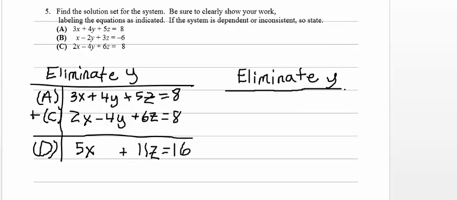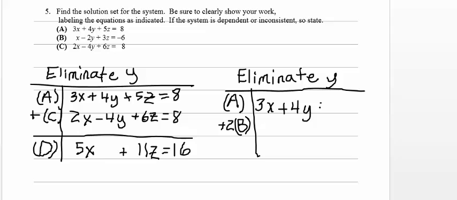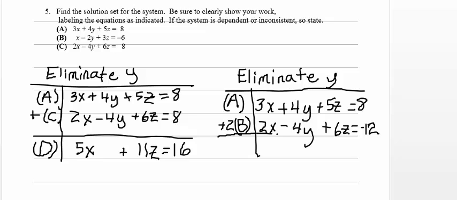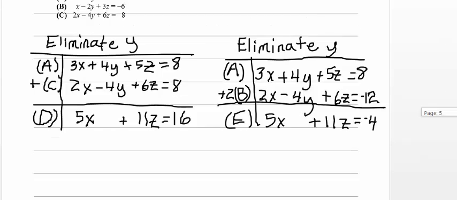We're going to eliminate y again. Now we have to involve equation b. So we're still going to use a, but now we're going to add that to 2 times b. And we choose to use a because the coefficient is positive in a and negative in b, so we don't have to multiply a negative. We need to multiply every coefficient of b by 2. When we add, we get 5x plus 11z equals negative 4.